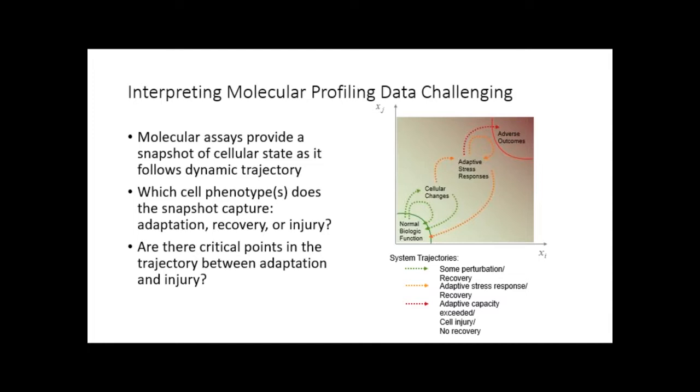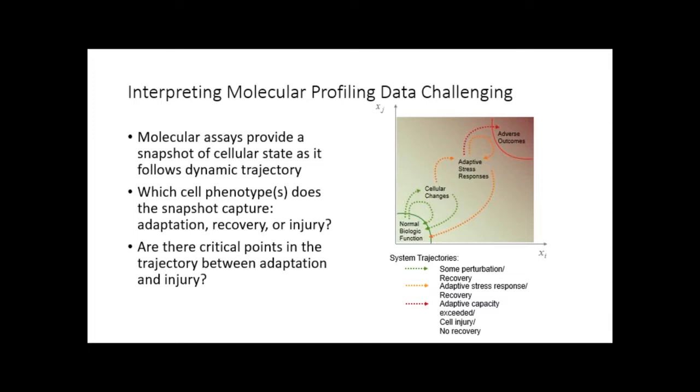I don't know how many of you are familiar with attractor landscapes, so think about the landscape of complex models. The idea is that cells live in this normal range of function. When you hit them with a chemical, their state evolves in this high-dimensional space, and this is just a two-dimensional representation of that. You undergo adaptive changes, but then you recover to your normal biological function.